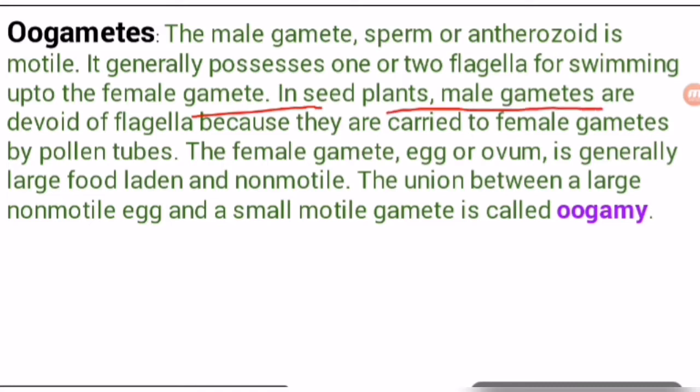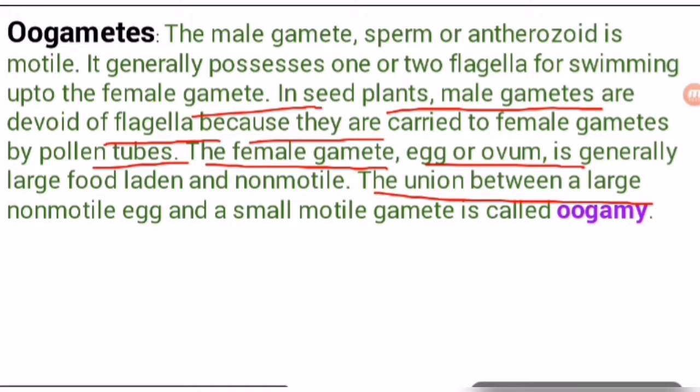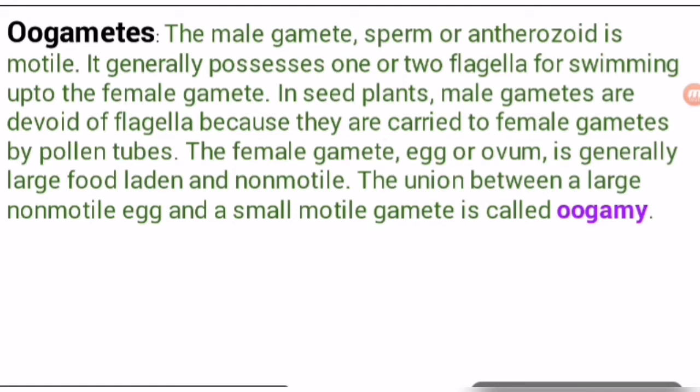In seed plants, male gametes are devoid of flagella because they are carried to female gametes by pollen tubes. The female gamete, egg or ovum, is generally large, food laden and non-motile. The union between a large non-motile egg and a small motile gamete is called oogamy. Students, look here. In plants, the pollen grain is small and the egg is large. So the pollen grain has to reach the female gamete through the pollen tube, just like this structure.